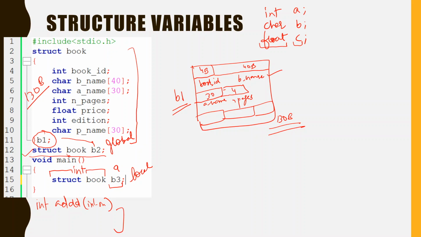We use the dot operator for that. Referring to any member just requires the name of the variable, dot, the name of the member variable. So b1 dot book id simply means the book id of the book b1. So b1 is like this.